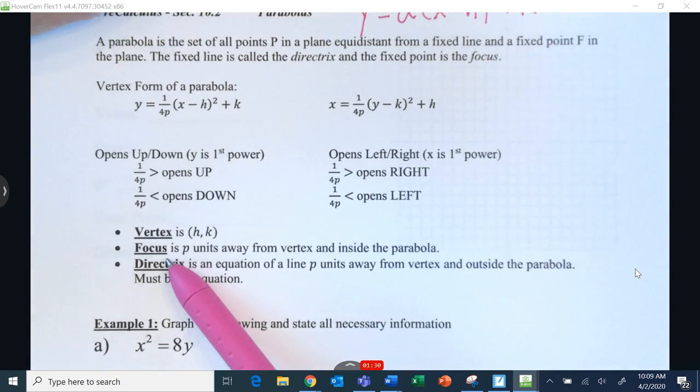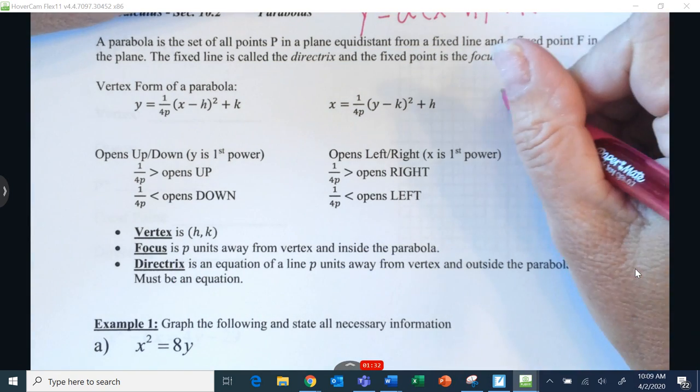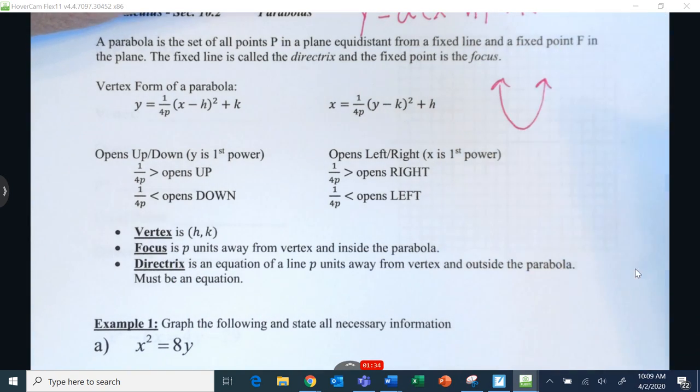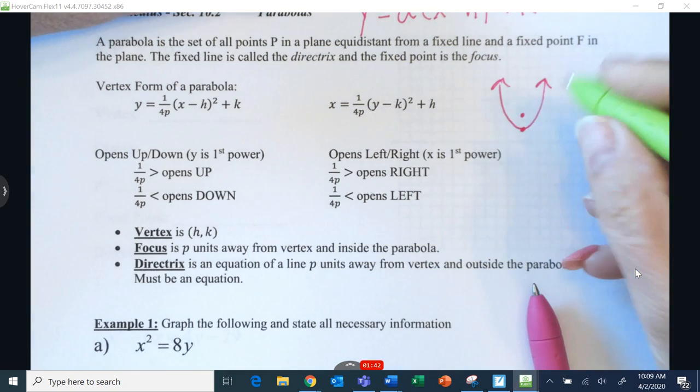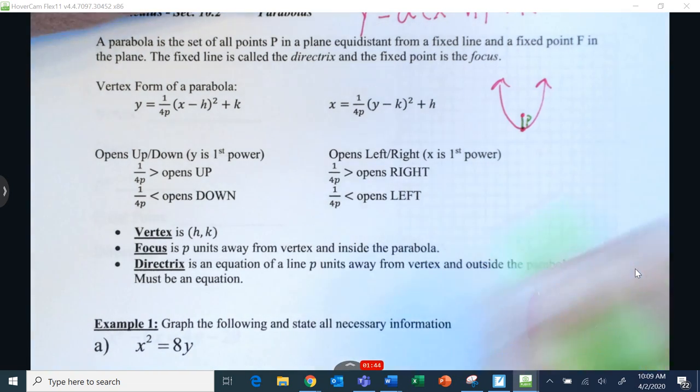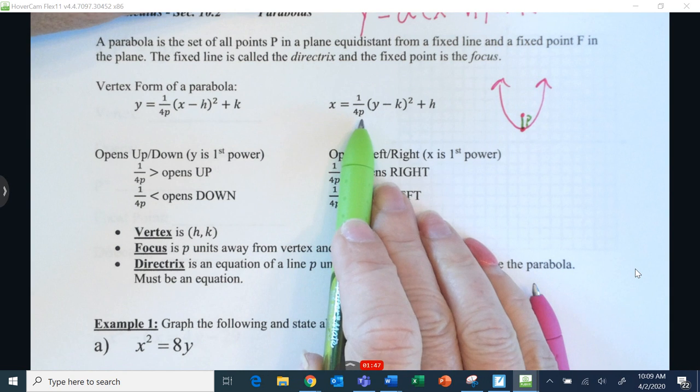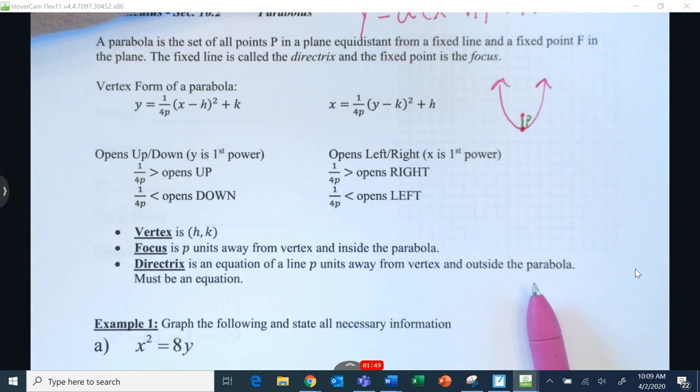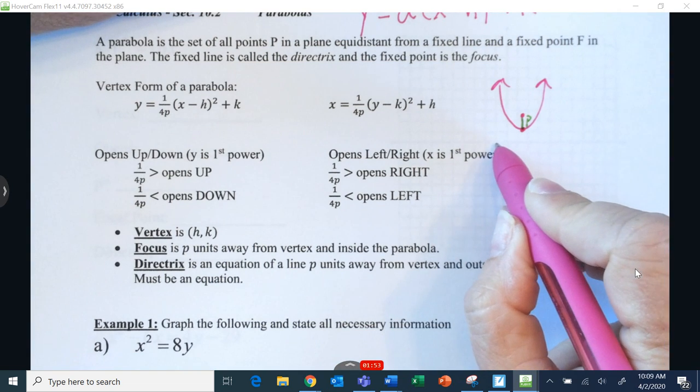Now we're going to have a focus for our parabola. Once you have a parabola, you're going to have a focus, which is a point on the inside of the parabola. To find the focus, you go from the vertex and you go p units away. That's why we have this broken apart, so you can find the actual p value. And then there's something called a directrix, which is a line, and it is outside the parabola.